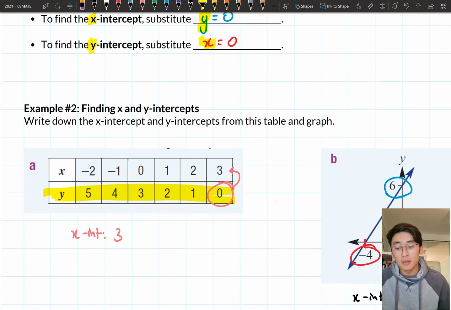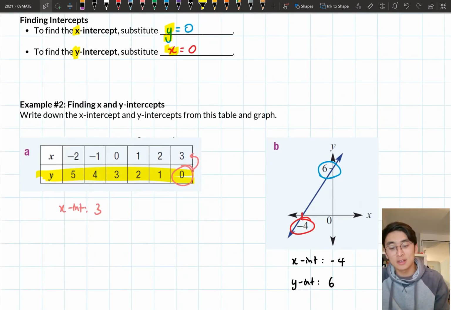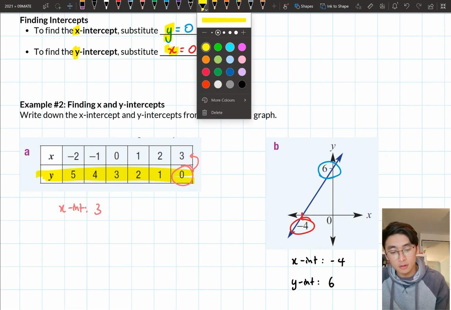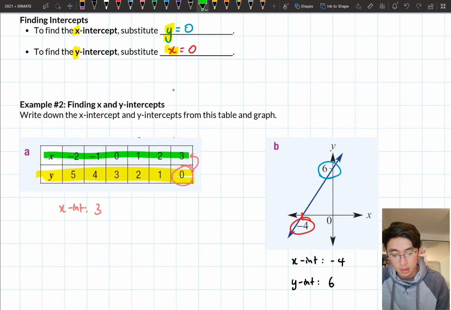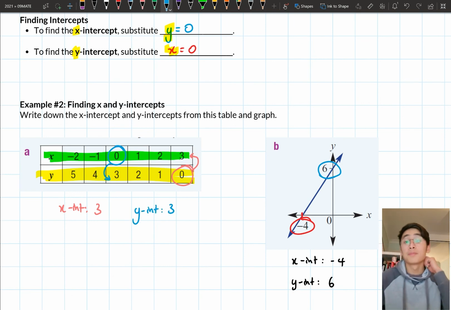Now, the other thing that I said was when we want to find the y-intercept, we want to find where x is equal to 0. So here I'm going to look at my x values and find where x is equal to 0. Hopefully you've noticed that x is equal to 0 is over here at 0. And so all I need to do is look at the other value. So my y-intercept is just going to be equal to 3. And so that's how we find x and y intercepts.